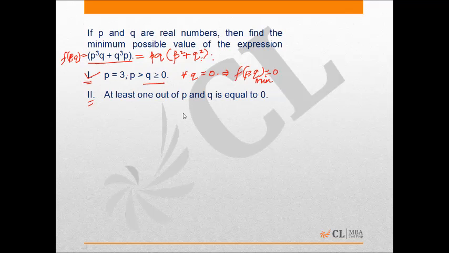If either one of p and q is equal to 0, that means even if the other value is going to be negative, for example, let's say p is 0 and q is minus 5, when you multiply, eventually the whole value will come out to be 0. So from the second statement, we get the minimum possible value of this function in p and q as 0.